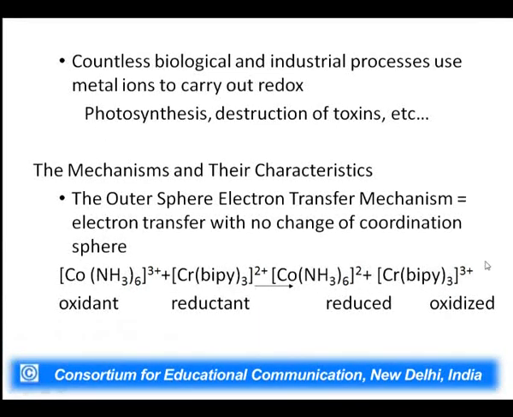Here the +2 oxidation state is getting converted to +3, that is, this reductant is getting oxidized, and we can see from this equation that there is no change in the ligands, without any change in the coordination sphere. The coordination sphere remains intact. What changes is the oxidation state of the complex from +3 to +2. Here it is the same coordination sphere, but the oxidation state has changed from +2 to +3. These are the various oxidants and various reductants.